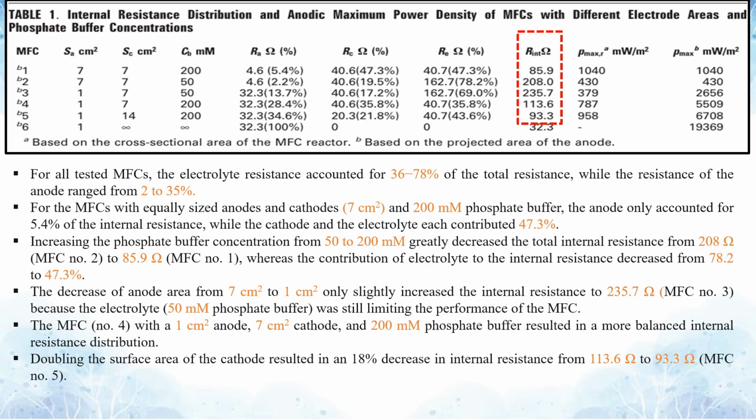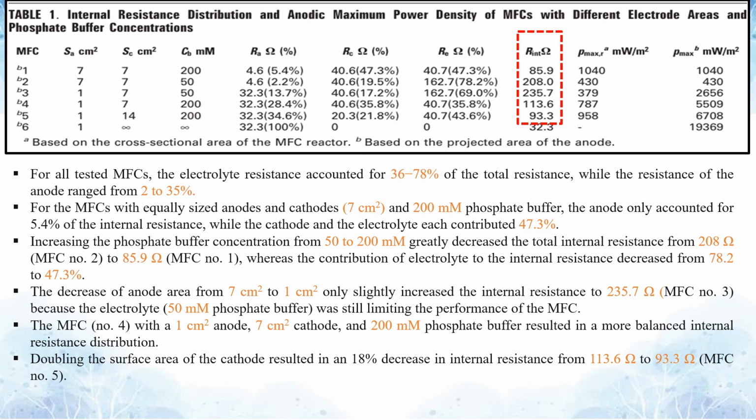For the microbial fuel cells with equally sized anodes and cathodes, 7 centimeters square, and 200 millimolar phosphate buffer, the anode only accounted for 5.4% of the internal resistance, while the cathode and the electrolyte each contributed 47.3%. Increasing the phosphate buffer concentration from 50 to 200 millimolar greatly decreased the total internal resistance from 208 ohm for microbial fuel cell number 2 to 85.9 ohm for microbial fuel cell number 1, whereas the contribution of electrolyte to the internal resistance decreased from 78.2 to 47.3%.